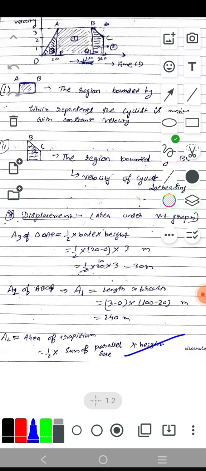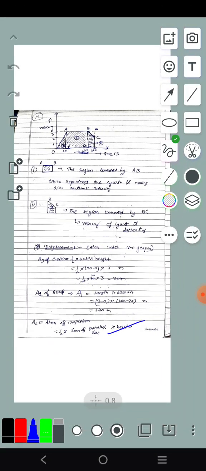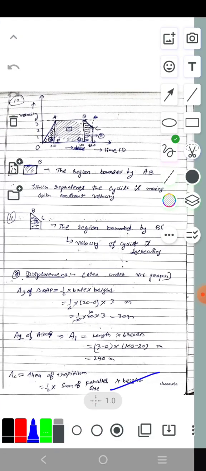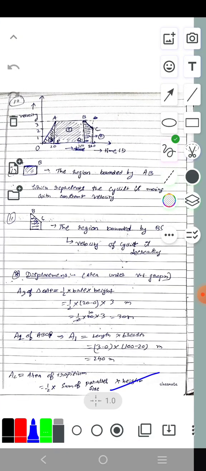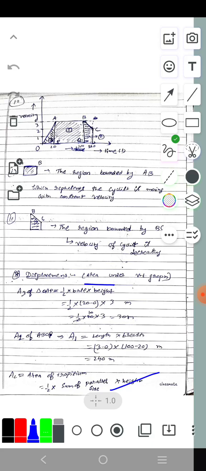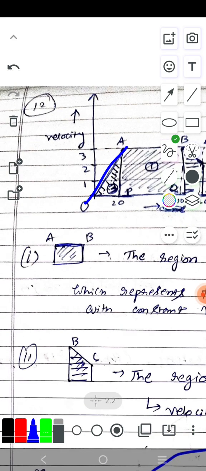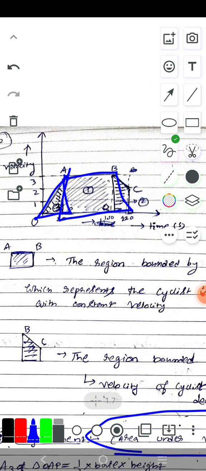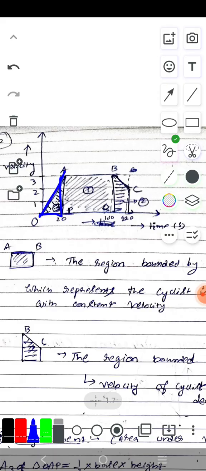Okay, now if I want to obtain the displacement, we have to obtain the area under the velocity-time graph, because the area under the velocity-time graph gives you displacement. First we have to obtain the area of this triangle, then the area of this rectangle, then the area of this trapezium.